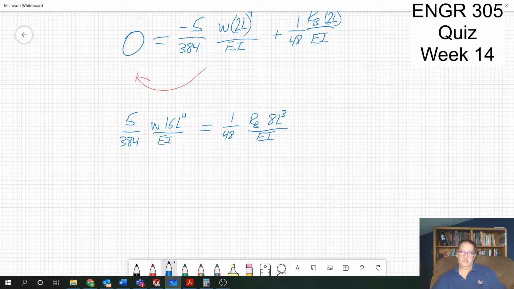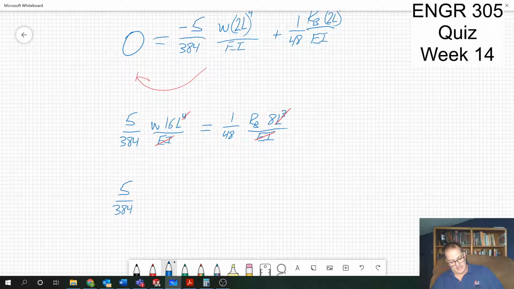Now, let's start simplifying. So the first thing I'm going to do is get rid of an EI. I'm going to get rid of an L cubed. And I'm going to move my fractions over to the other side, all my numbers. So I've got 5 divided by 384 times 16 is over there. And then I'm going to put a 48 over there, and I'm going to put an 8 down there. And I've got that moved, this 48 and that 8. And everything else is gone.